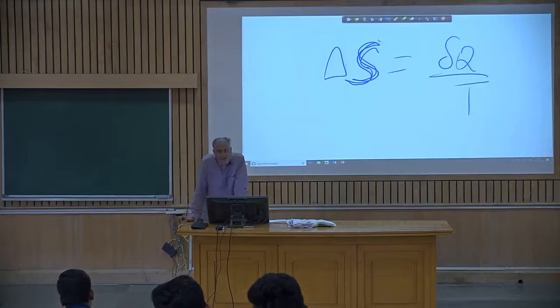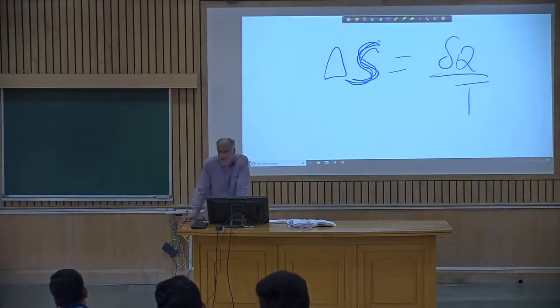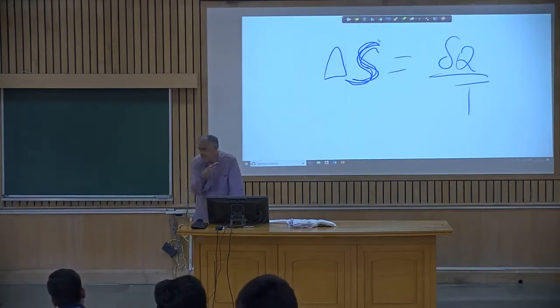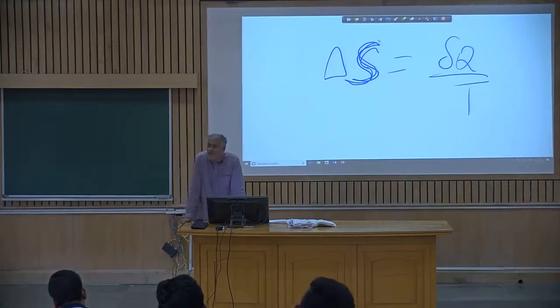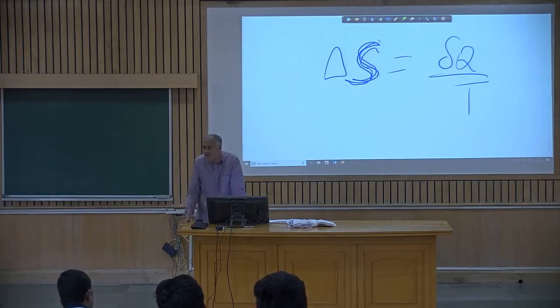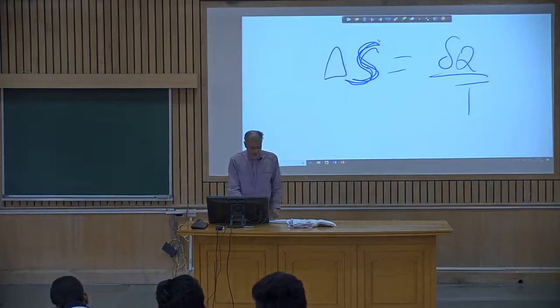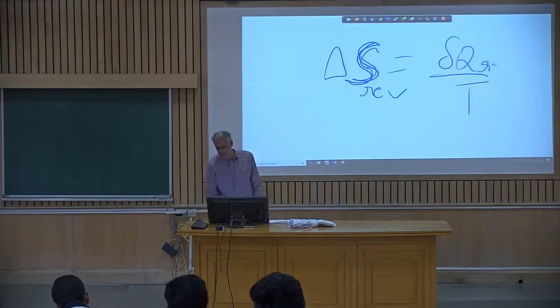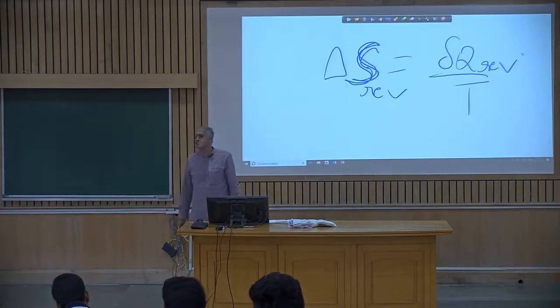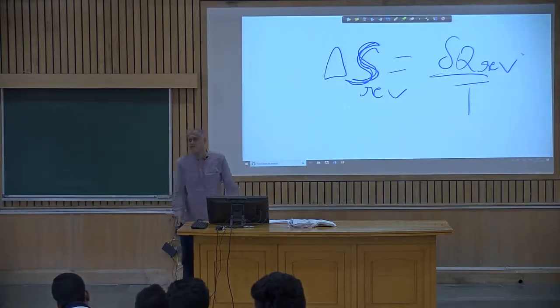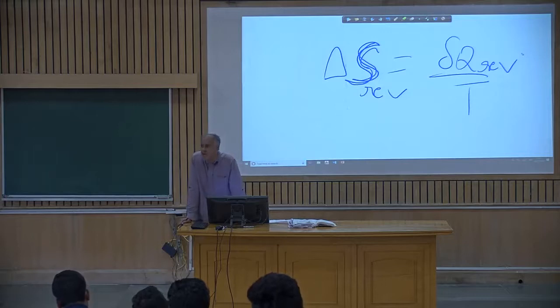Clear? Yes? Significant. It takes care of both. Everything. And this is for a reversible process. This is for a reversible process. So from now on, start writing REV in the subscript. It's good for you because in your numericals you may have to be careful. They will say an adiabatic process, then they will say adiabatic reversible process. Careful, yes?